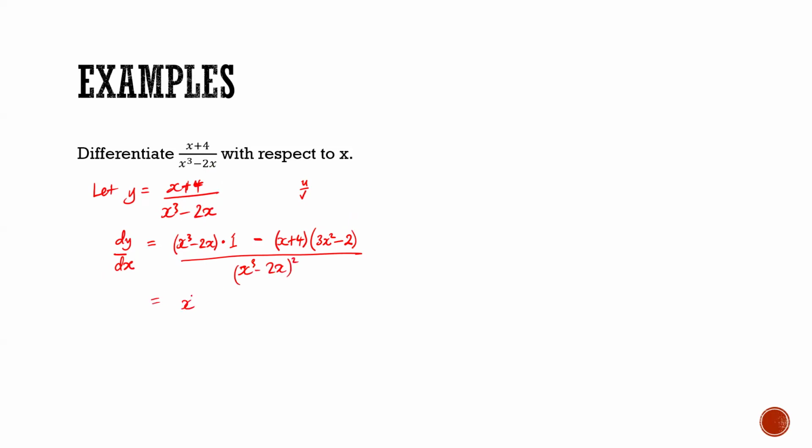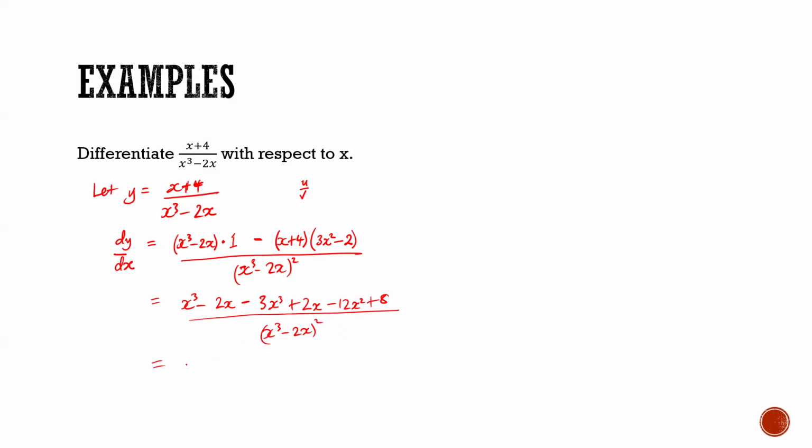The rest is really just algebra. This is x cubed minus 2x minus x plus 4 times 3x squared minus 2. So you have your x minus 3x squared, which is minus 3x cubed, plus 2x minus 12x squared, and then plus 8. All this out of x cubed minus 2x all squared.